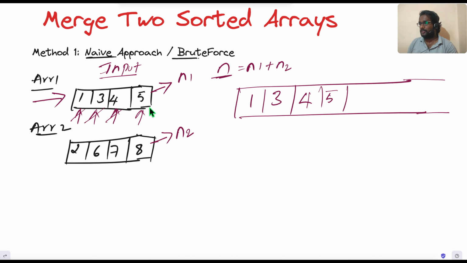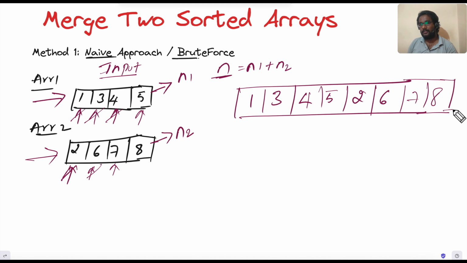When we exhaust all the elements from array 1, we'll traverse array 2. The first element will be 2, so we'll copy that to the temp array. Then we'll move to the next element, which will be 6. The next element will be 7, and then 8. So now we have filled the temp array.